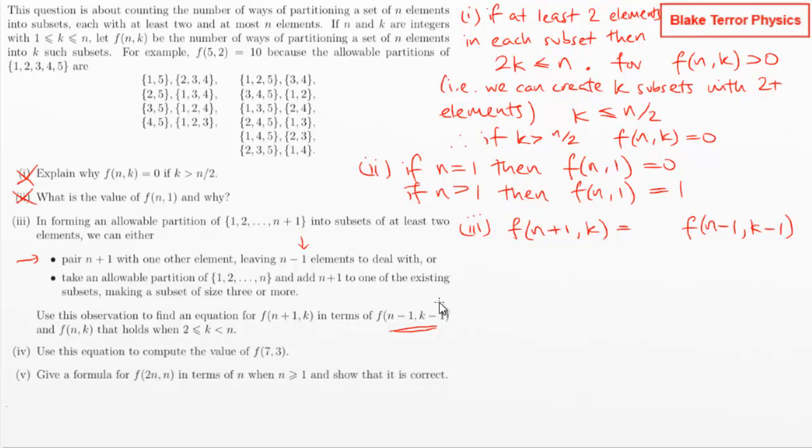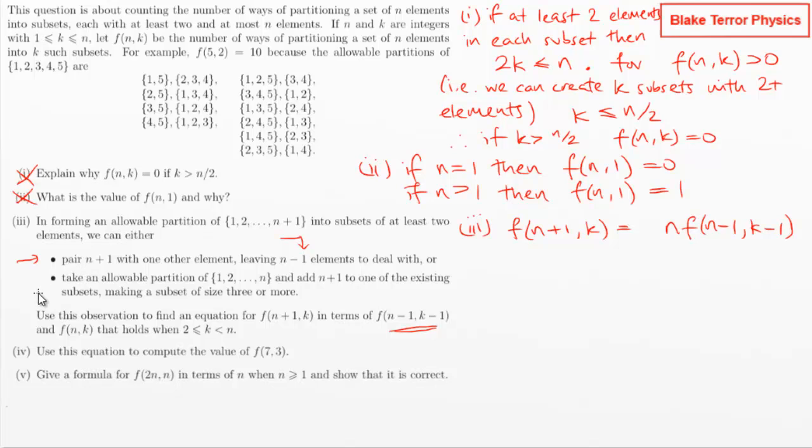And how many different ways are we going to be able to pair up that n plus 1 element? So that n plus 1 element can go with n different elements. So we're going to have n different ways of doing this. We could pair it with a 1, or we could pair it with the 2, we could pair it to the 3, we can pair it all the way up to n. So that's n different ways we can pair the n plus 1. And then it leaves us the f of n minus 1, k minus 1. Right, okay, I'm happy with that.